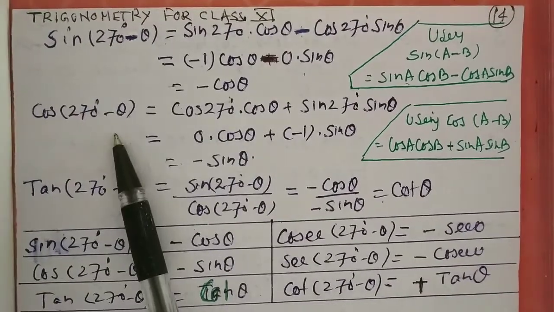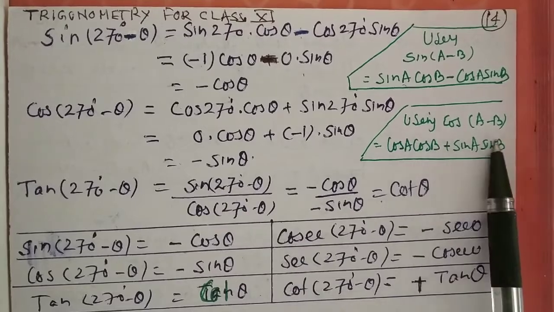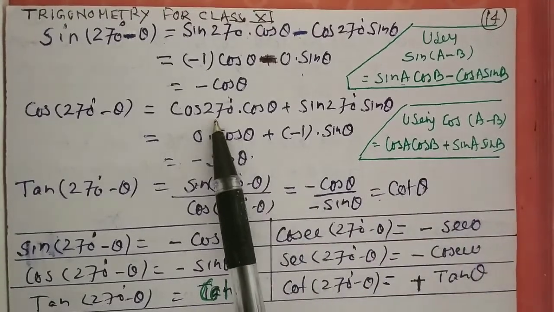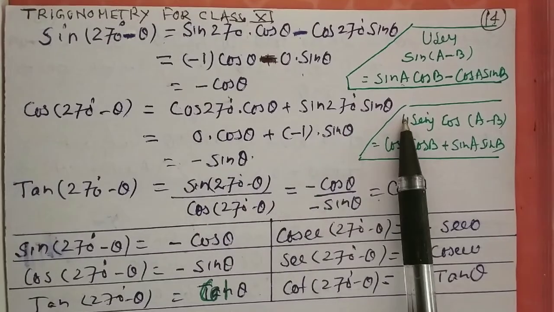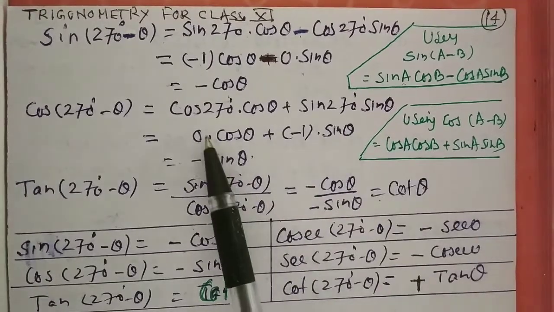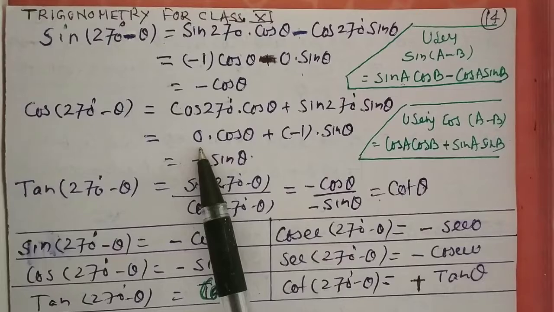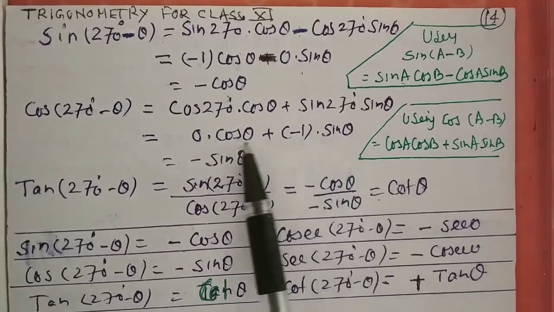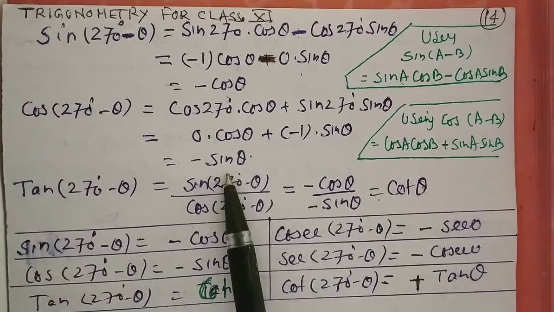Cos 270 minus theta: use this formula, cos(A minus B) equals cos A into cos B plus sine A into sine B. Now cos 270 cos theta plus sine 270 sine theta. Cos 270 is 0 into cos theta, sine 270 is minus 1 into sine theta. So the first part is 0 and minus sine theta is the value.